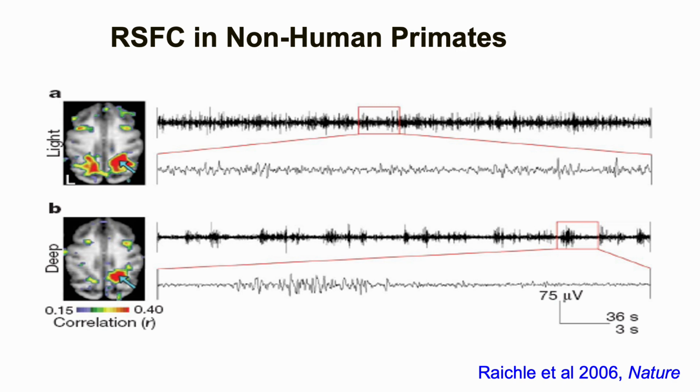In another famous study, Marcus Reichel and colleagues showed that in macaques with anesthesia, one could see this connectivity pattern, and even with deep anesthesia, one could see the connectivity pattern, although diminished. However, the electrophysiological signal that was obtained had different characteristics with deeper anesthesia.